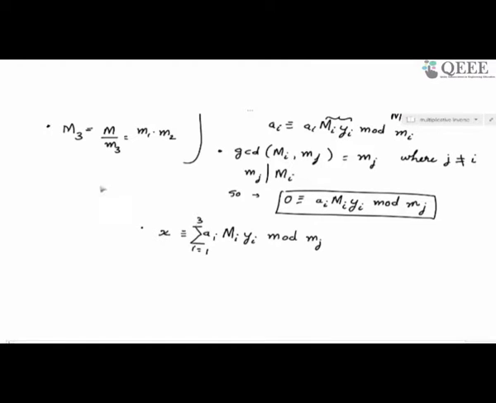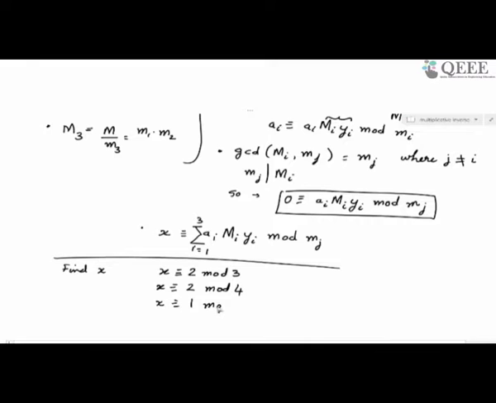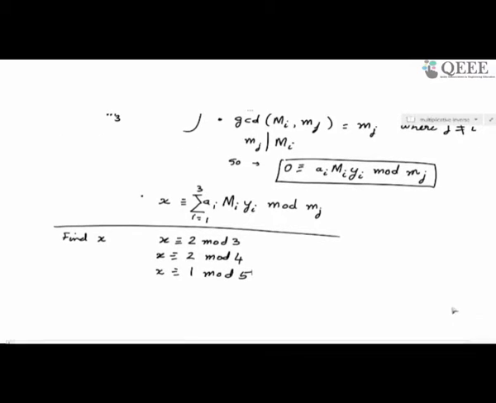So let us see a particular example of the Chinese remainder theorem, and we will see how to solve this system of equations using the CRT. Let's say we have to find the value of x which solves this congruence: x congruent to 2 mod 3, x congruent to 2 mod 4, and x congruent to 1 mod 5. First of all, you notice that 3, 4 and 5 are relatively prime to each other, and therefore we can apply the Chinese remainder theorem.